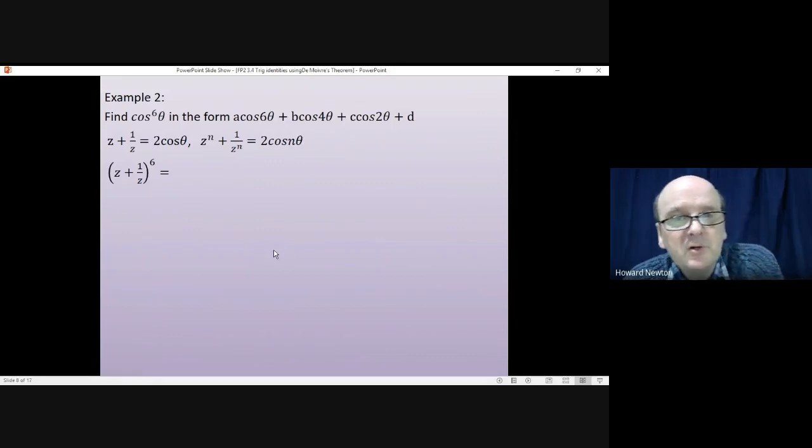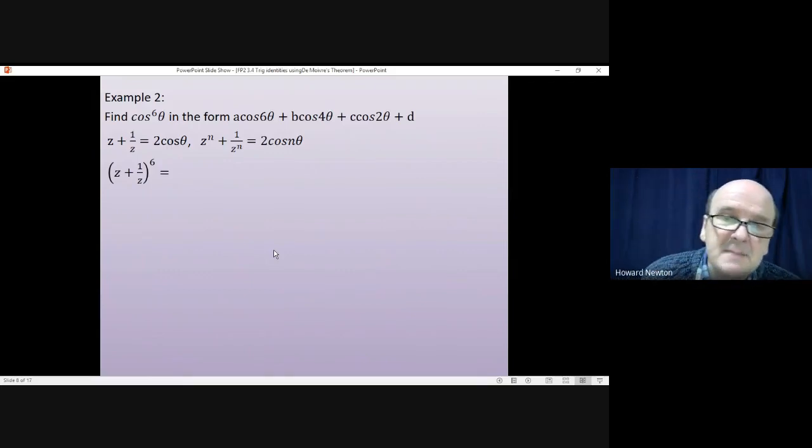Example 2, find cos to the power of 6 theta in the form a cos 6 theta plus b cos 4 theta plus c cos 2 theta plus d. So this time we're finding a power of cos in terms of multiples of theta and cosine.